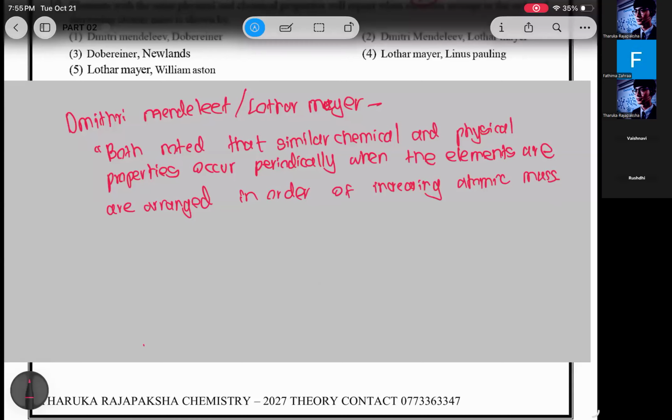Write this down. So according to this only, these two scientists built up a periodic table. They saw that chemical and physical properties occur periodically. It's like boron and aluminium have the same properties. They are in the same group, right? Both of them have the same properties. And they identified several properties and they built up a periodic table initially. That's what they told, Dmitry Mendeleev and then Lothar Meyer, these two scientists.